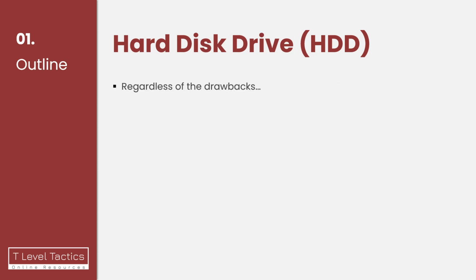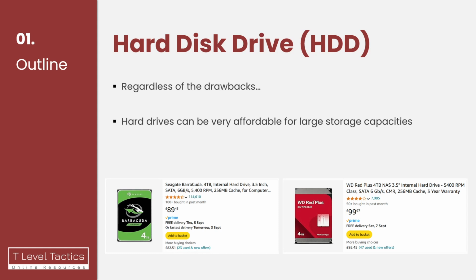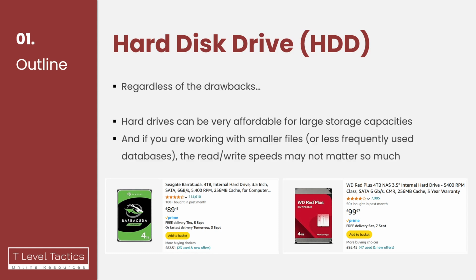Regardless of the drawbacks, hard drives can be very affordable for large storage capacities. If you're working with smaller files or less frequently used databases, read-write speeds may not matter so much. You can see two examples here from Amazon, both 4TB drives, one from Seagate, one from Western Digital, and they're priced at £89 and £99 respectively.